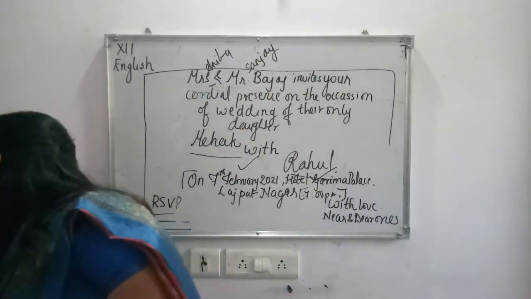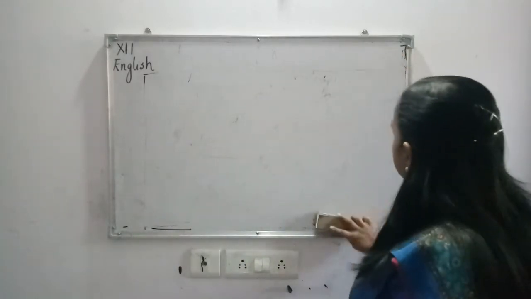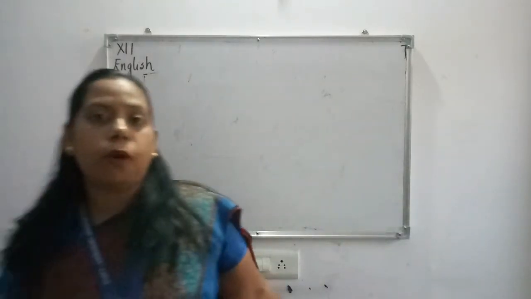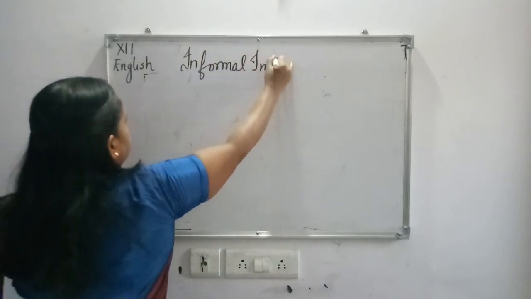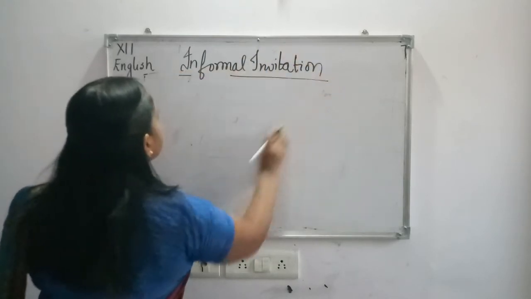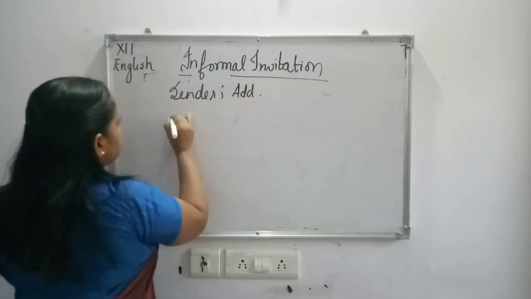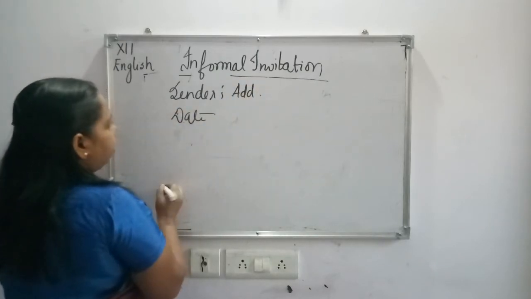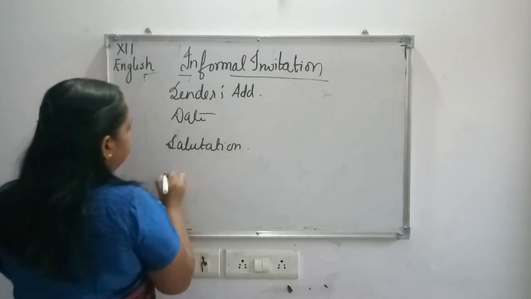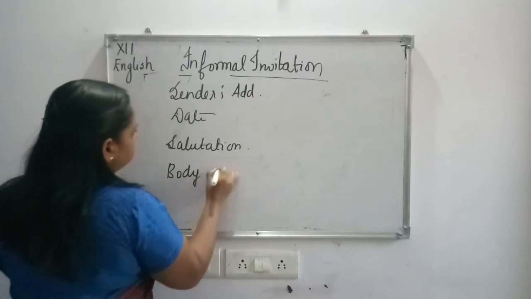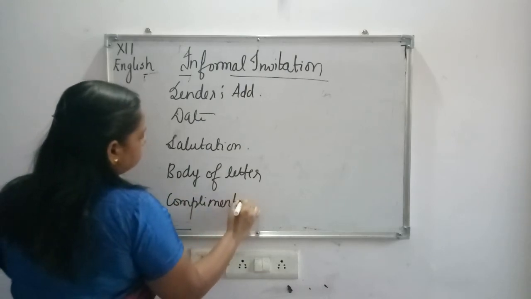And if it is an informal invitation, then the same thing will be written in the form of an informal letter. Okay, so formal you understood very fairly, and for an informal invitation you need to draft an informal letter, that is: sender's address, date, no receiver's address, okay, and directly salutation, and then body of the letter, and then closure, complimentary closure.